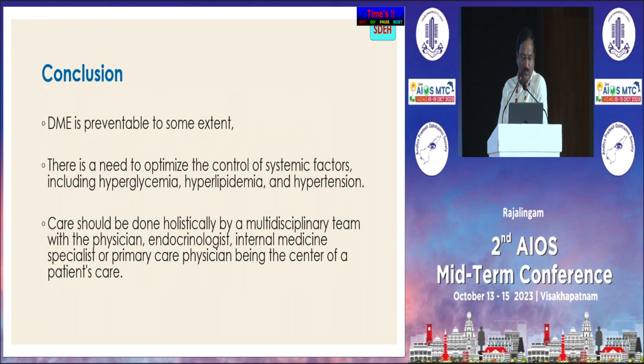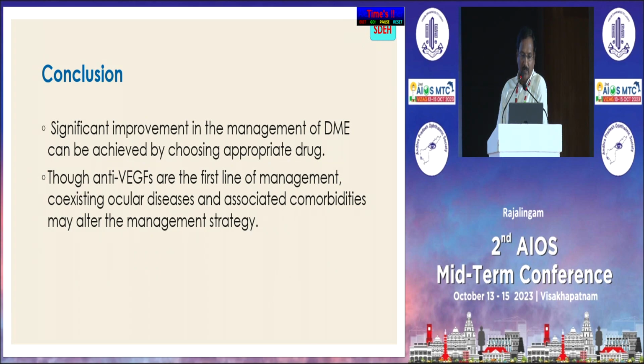So in conclusion, DME is preventable to some extent. There is a need to optimize the control of systemic factors, including hyperglycemia, hyperlipidemia, and hypertension. Care should be given holistically by a multidisciplinary team, with a physician, endocrinologist, internal medicine specialist, or primary care physician being the center of patient care. Significant improvement in the management of DME can be achieved by choosing the appropriate drug. Though anti-VEGFs are the first line of management, coexisting ocular disease and associated comorbidities may alter the management strategies.